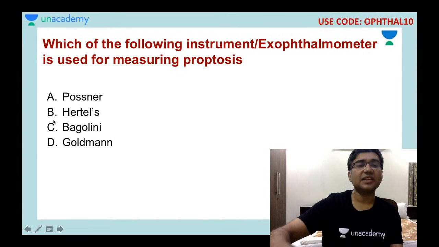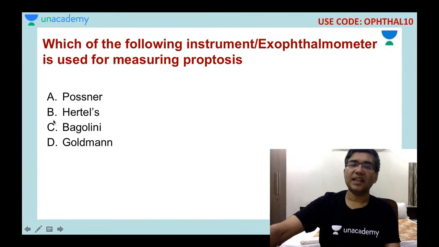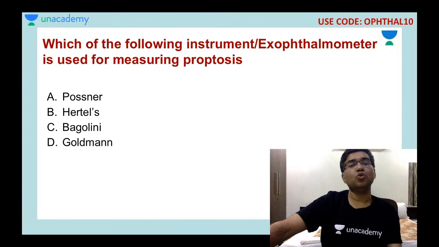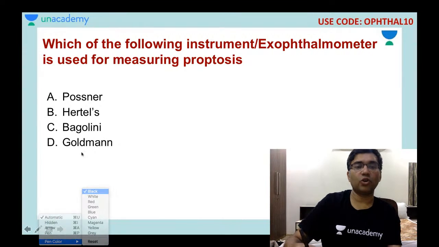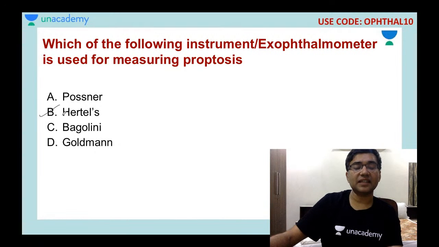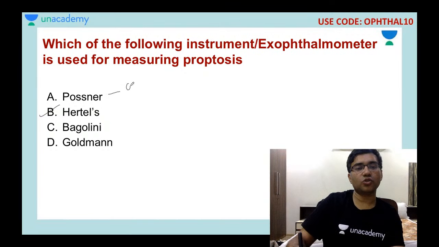Before I end the session, there are 2 or 3 questions for you. Let's revise them. Which of the following instruments or exophthalmometer is used for measuring proptosis? Your options are Posner, Hertel, Bagolini, and Goldmann. So I told you the Hertel, the Naugle, and the Luedde are the exophthalmometers. The Posner is a gonioscope. The Bagolini test is used to measure the binocularity, and the Goldmann is for visual field and applanation tonometry.